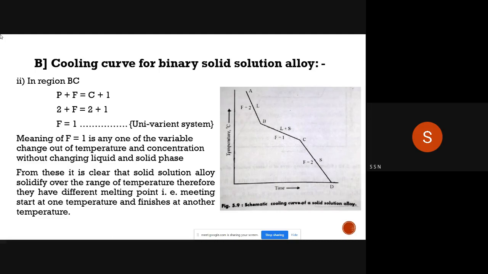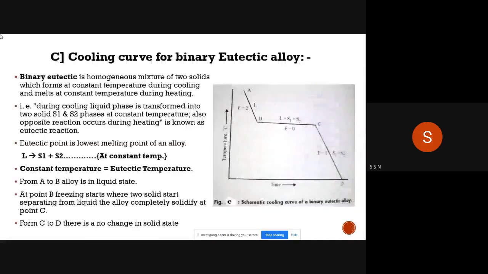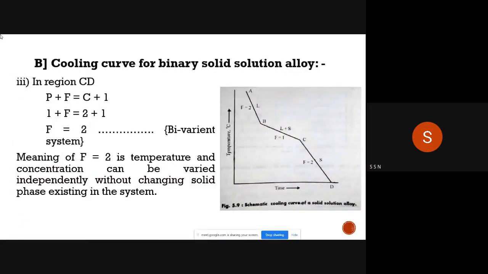Similarly, from C to D point, again if you apply the Gibbs phase rule, P is 1 because only the solid phase is there. F we need to find out, C is equal to 2. You will get F equal to 2, that is the system is bivariant for this line, meaning F equal to 2 is nothing but temperature and concentration. Both can be varied independently without changing the solid phase in the system. So this is the cooling curve for the binary solid solution alloy.